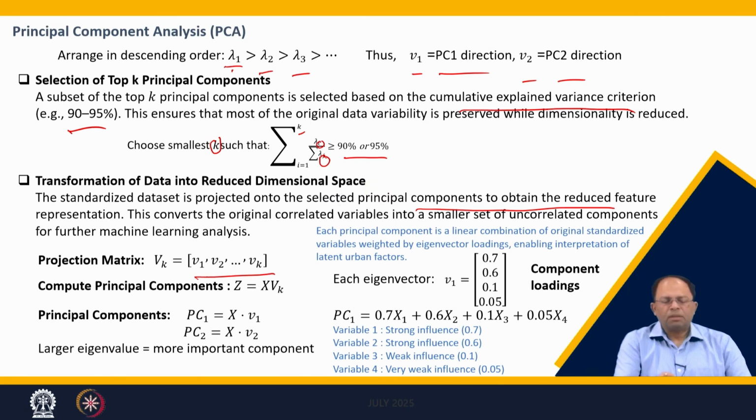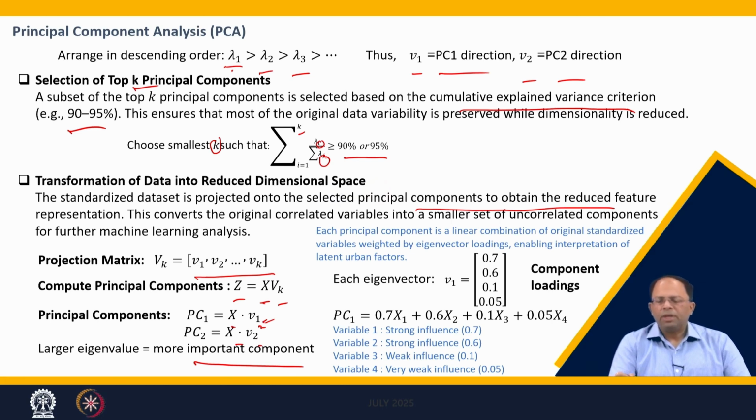Now we compute the principal component Z equal to x into Vk. That is the number, the top k, that we will take. So in this particular case, suppose there are only two principal components. In this case, PC1 would be x into V1 and PC2 would be x into V2. So the larger the eigenvalue, the more important that particular component is. Now the next job is to find out what the values of V1 are. Each eigenvector, or each principal component, V1, these are the principal components.